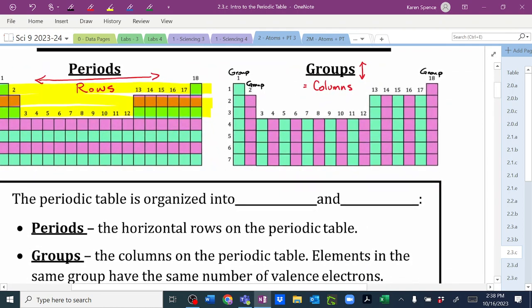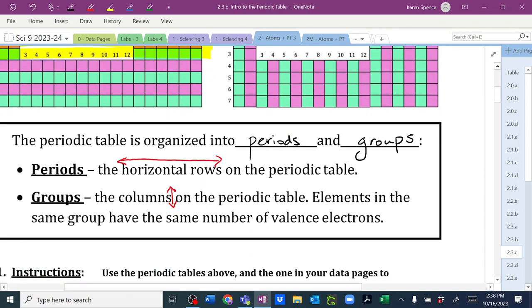So the periodic table is organized into what? Periods and groups. Periods are the horizontal rows, whereas groups are the columns that go up and down. And it tells you something that you probably don't understand yet.